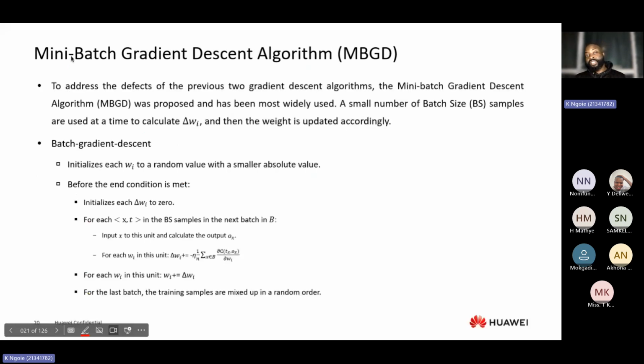And the third one is mini batch gradient descent. In mini batch gradient descent, we take a group of samples. Not one, not the whole data set, but a certain group. And then we update the weight at the same time for that group only.